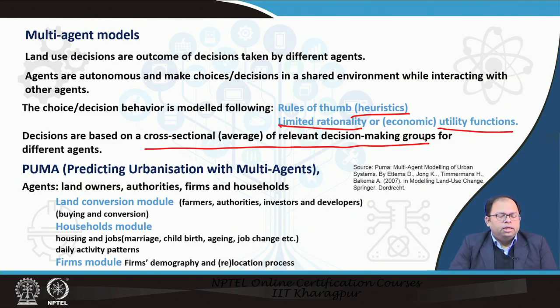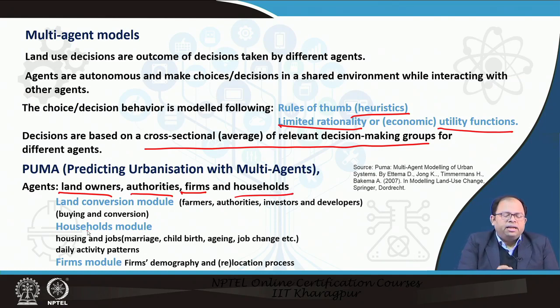So one of the models, again a famous one, is PUMA, which is predicting urbanization with multi-agents. This is one of the very common, well-known models which is still in use. It uses the multi-agent approach. Here agents are landowners. Agents could be the authorities, meaning the planning departments, maybe the municipal corporation who actually forms the laws and the guidelines. It could be the farms, the companies, or the households.